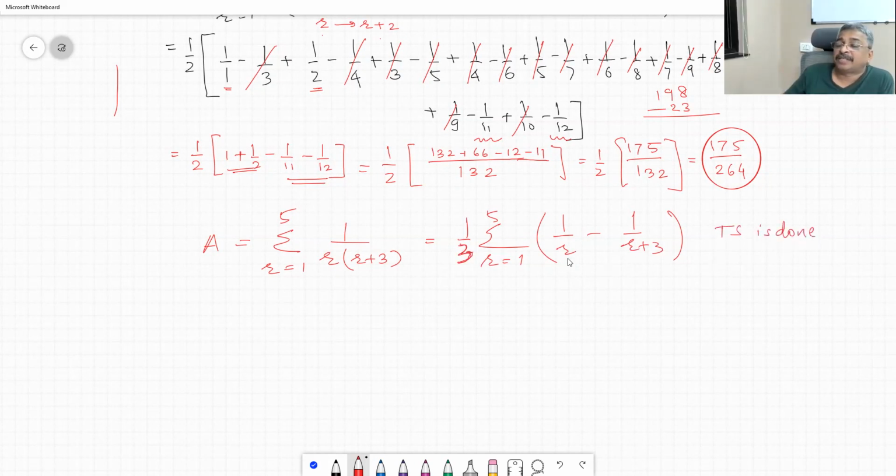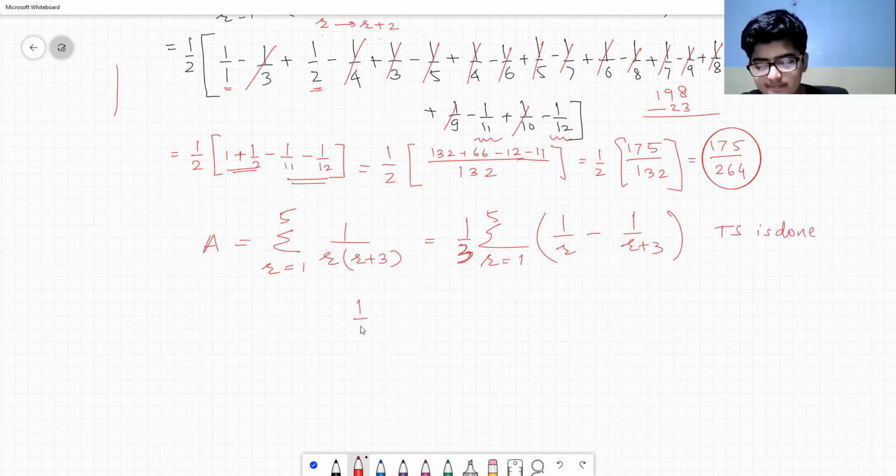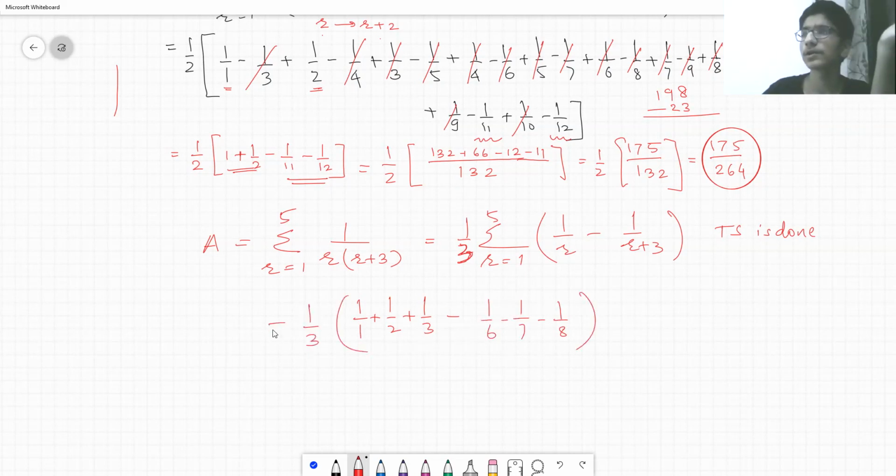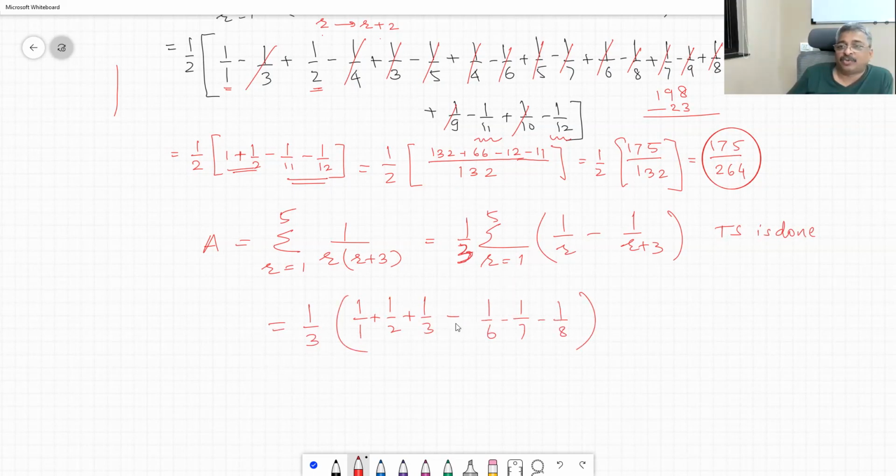Why? It's a 3 jump problem. So, the first 3 terms will survive: 1 upon 1 plus 1 upon 2 plus 1 upon 3. This will survive. Minus the last 3 terms will survive: 1 upon 8 minus 1 upon 7 minus 1 upon 6. This is going to be the answer. Why will it be 1 upon 3? Because R plus 3 minus R will be 3. Okay, so this is what is the jump.